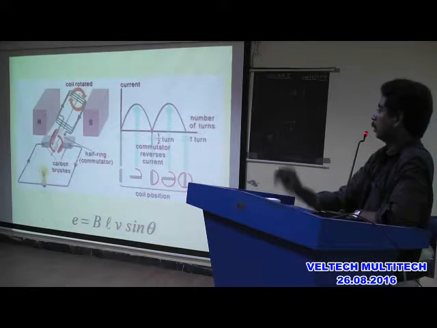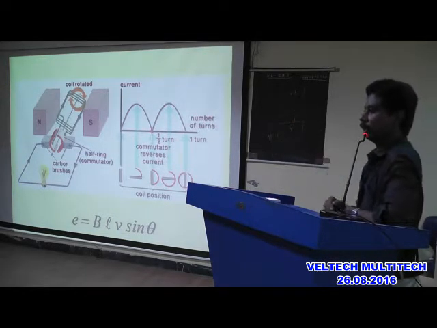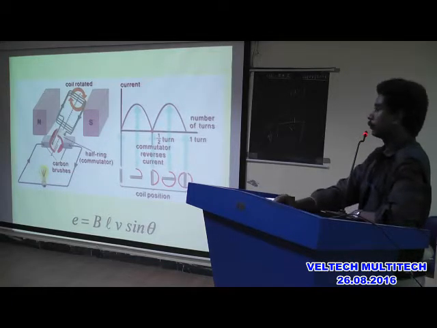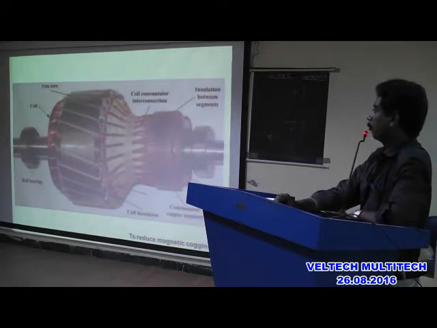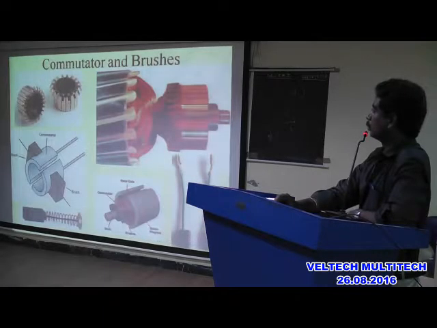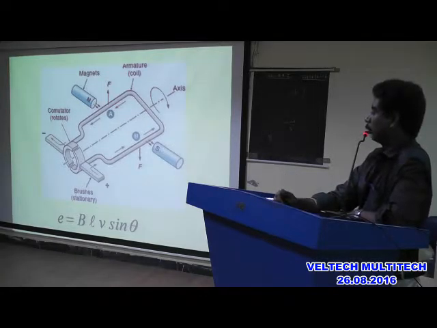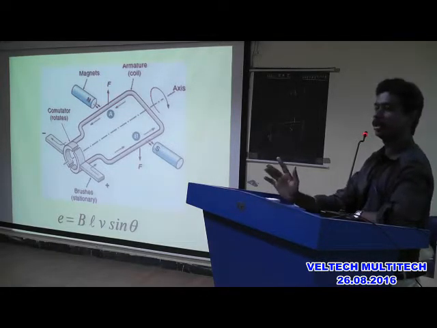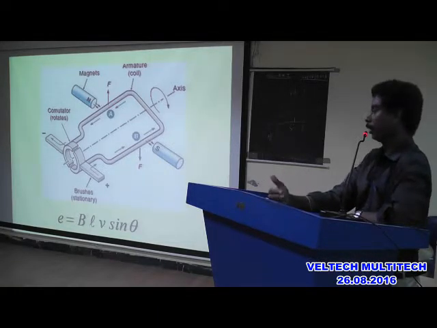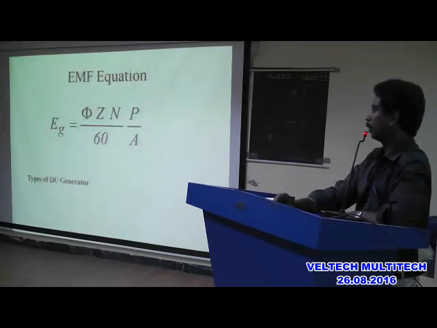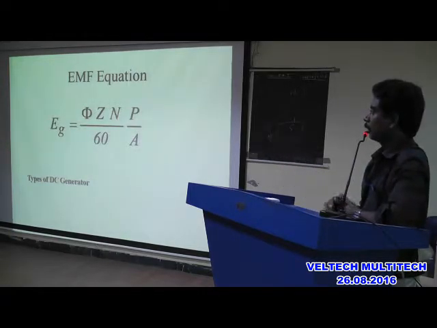Here you can see that using the commutator, the bidirectional EMF is converted into unidirectional. This is one view of the armature in a DC generator, with the commutator and brush assembly. Then you know the expression E equal to BLV sin theta. So EMF induced in a DC generator is proportional to BLV sin theta. B is the flux density, L is the length of the conductor, V is the velocity, and theta is the angle between the flux line and the conductor surface area. So this is the EMF equation. Another EMF equation is Eg = (phi Z N / 60) x (P / A).